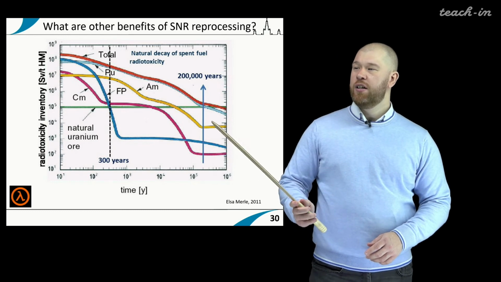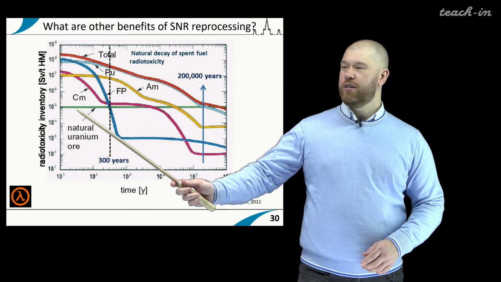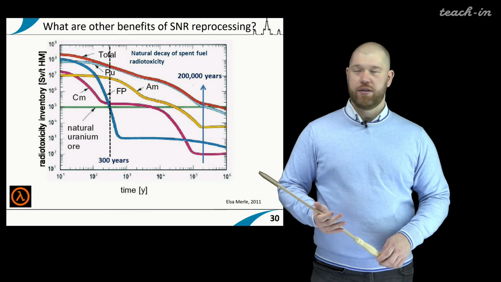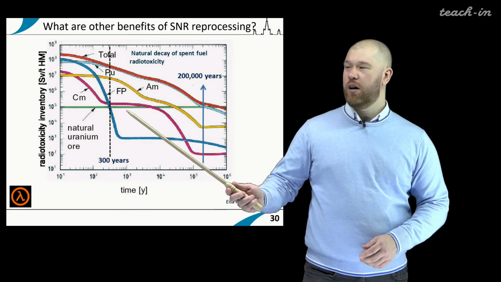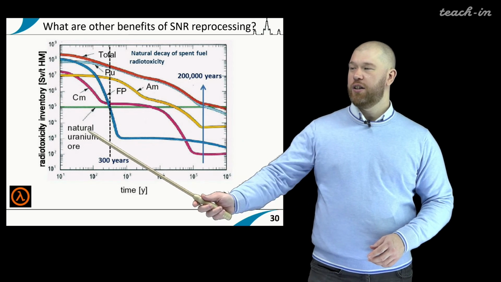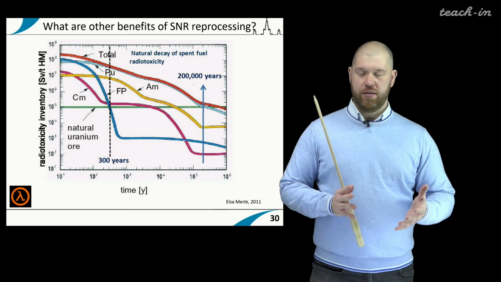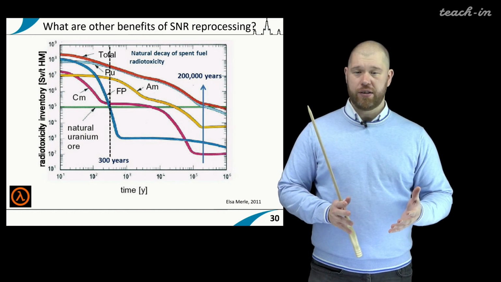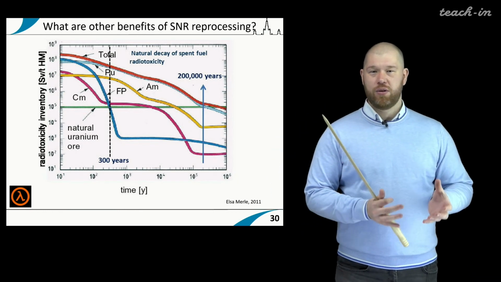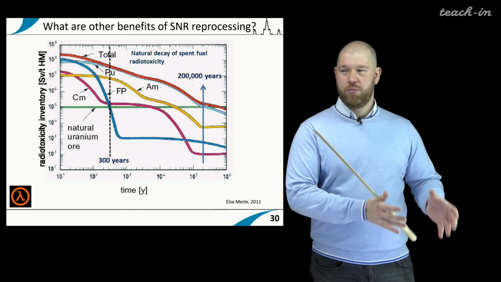You can see that this green line is the radiotoxicity of natural uranium ore. So if our radiotoxicity becomes the same as natural uranium ore, that is called radioequivalency: the amount of radioactivity that we took from the Earth and the amount we put back is the same.